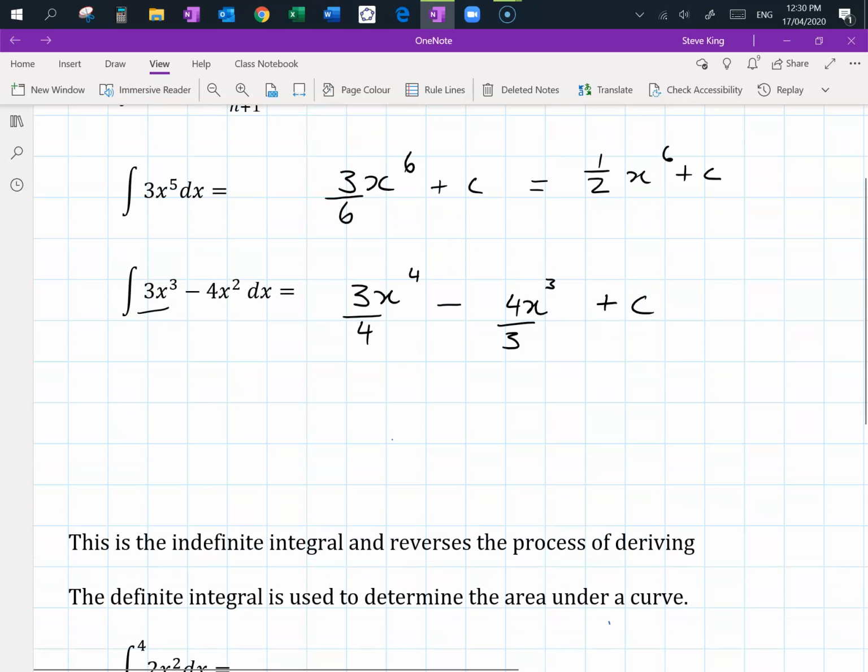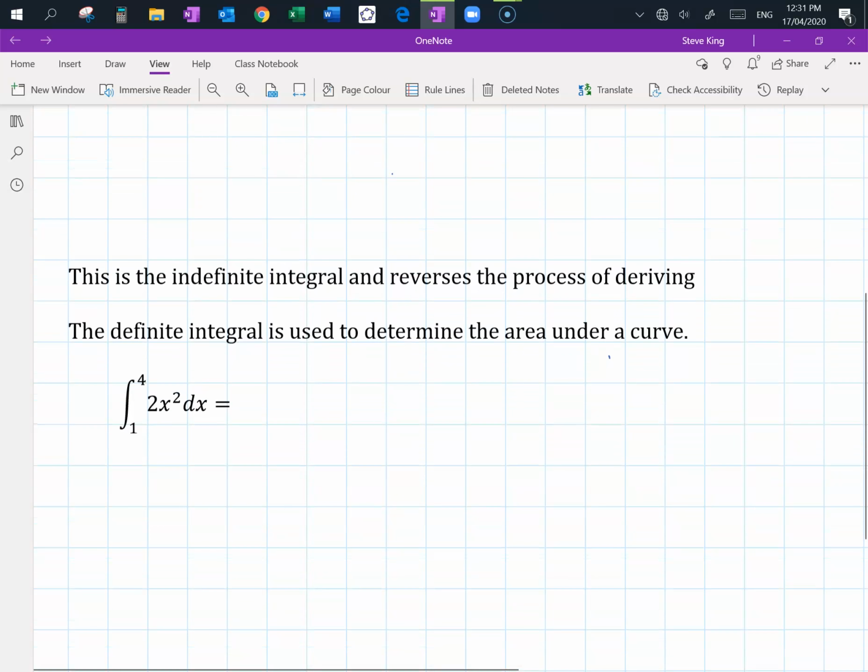That is called the indefinite integral, and this is basically reversing the process of deriving, finding out the function that we started out with, the function that we derived to get to a particular state. The second part of integration that you did last year was to find the definite integral. Now the definite integral is slightly different because the definite integral is used to determine the area underneath a curve. The curve is given by the particular function.